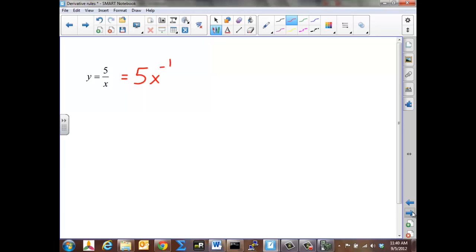What about 5x to the negative 1? Does that mean the same thing? If I take this x to the numerator, the exponent changes, right? The sign of the exponent changes.